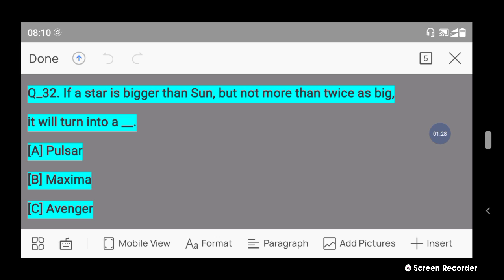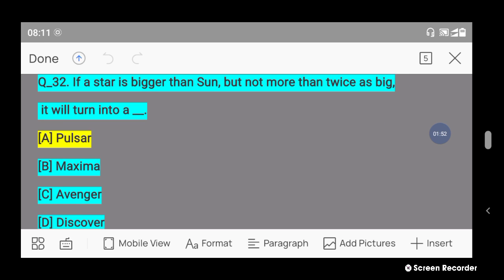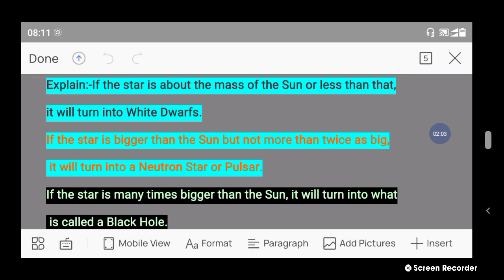What does question 32 say? If a star is bigger than the Sun but not more than twice as big, it will be turned into a what? Which of these four options is correct? Number A, pulsar. If a star is bigger than the Sun but not more than twice as big, it will be turned into a pulsar. Question 32, explanation.